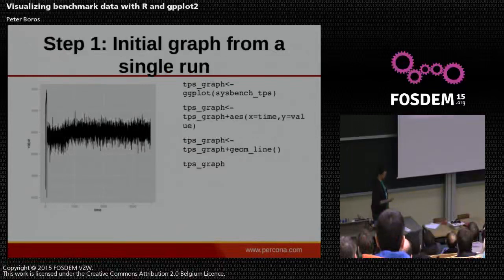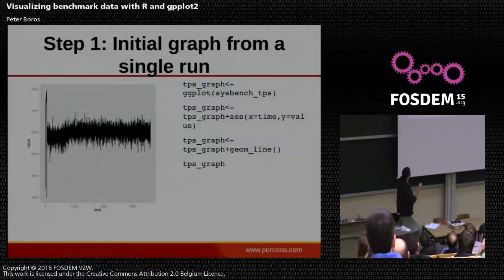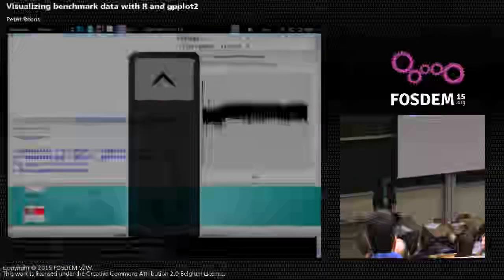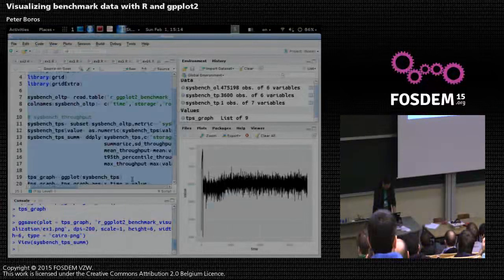Okay, so initial graph, the R code for that is this. The R code will grow during the presentation. So we take just the 256 thread read-write benchmarks at first. And in order to create a graph with ggplot2, you have to create a graph object with the ggplot function, and you have to add at least aesthetics and at least a geometry. Here in the aesthetics, I tell it that the x-axis is the time, the y-axis is the value of the metric, which is the TPS now, and I plot it as lines. So you saw that example, you load it into RStudio, and it will look like this.